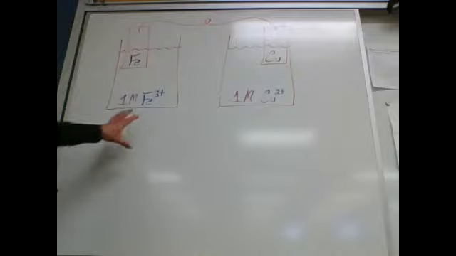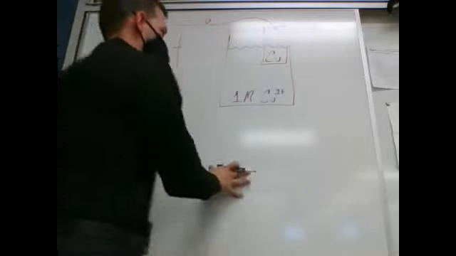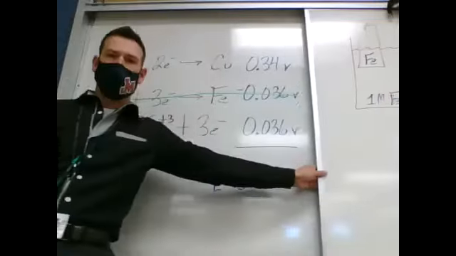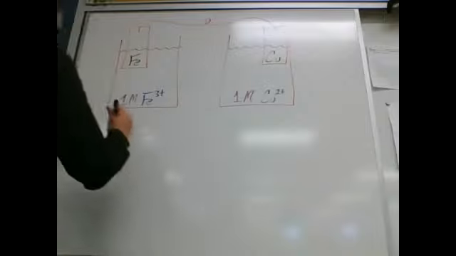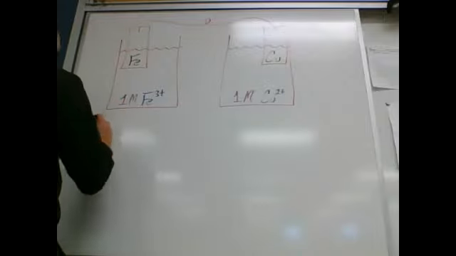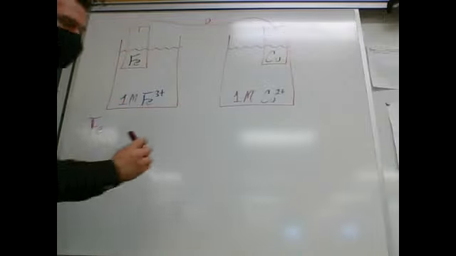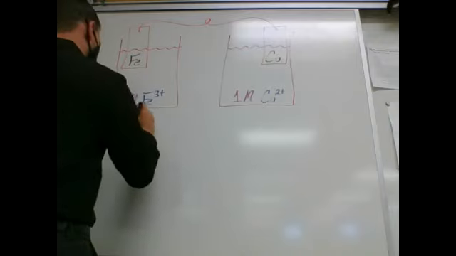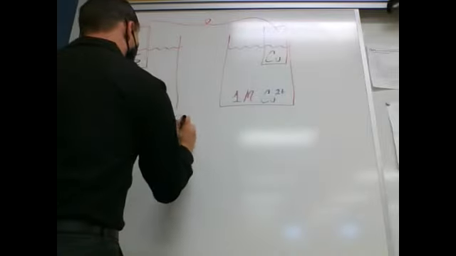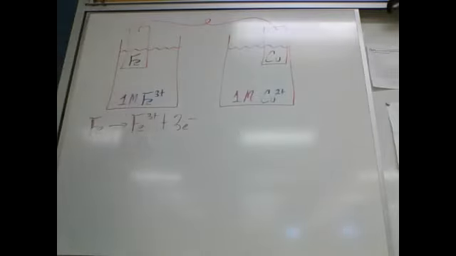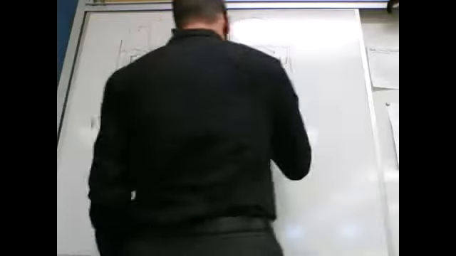Step 6, write the half reactions, which we already found the exact half reactions, so just put them in the proper spot. All right, so we're going to have iron going to iron 3. And then we're going to have copper 2 going down to copper.